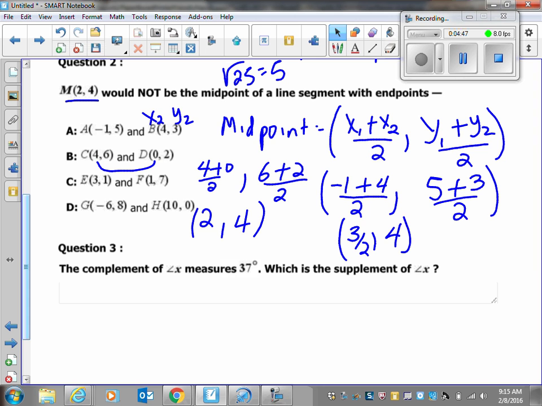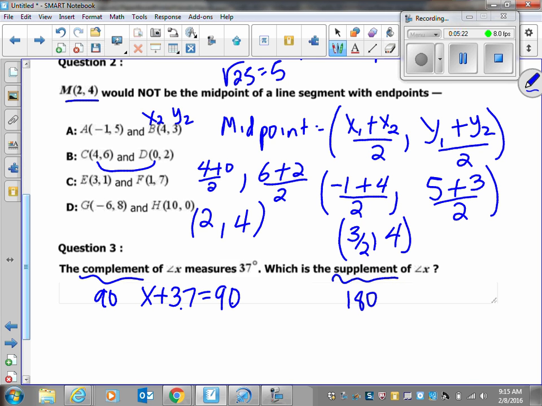All right, number 3: the complement of x measures 37, which is the supplement of x. So the complementary angles equal what? If you guys remember, 90 degrees, right? And supplementary equals 180. So x, the complement of x, meaning x plus 37, has to give you 90 degrees, right? That's what it means. The complement of x measures 37. So x plus 37 is going to give you 90.